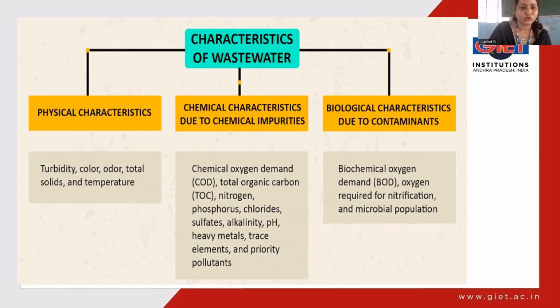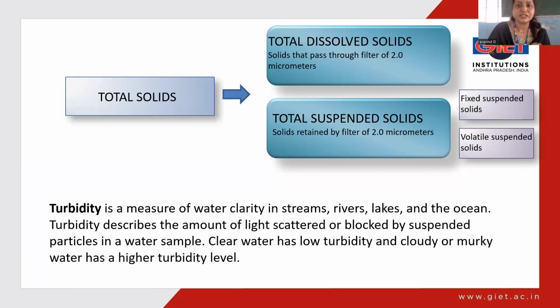So coming to total solids. Here the total solids are again classified into two types. In water, there are two types of solids present: one is total dissolved solids and the other is suspended solids. The difference between these two, as the name itself tells, is that suspended solids are nothing but the solids that are just present in the water in suspension. So these can be seen through the naked eye.